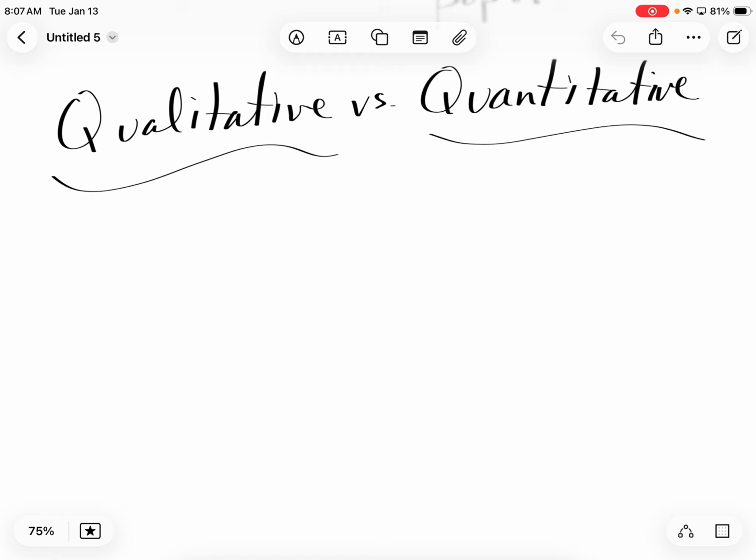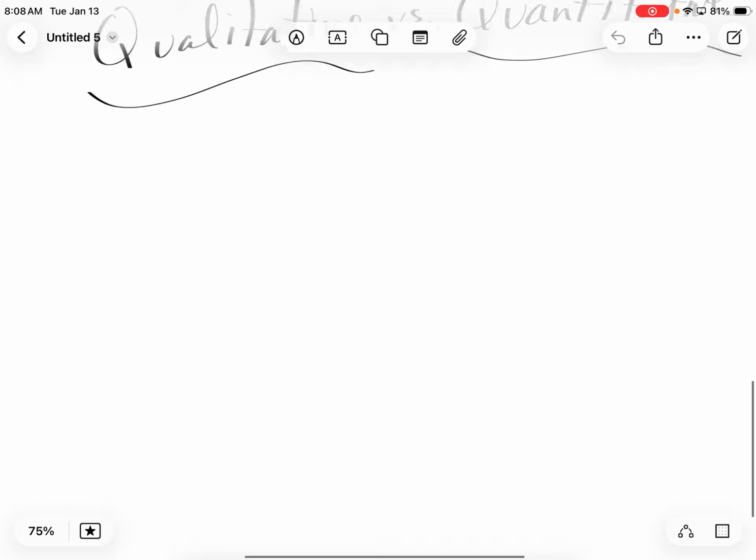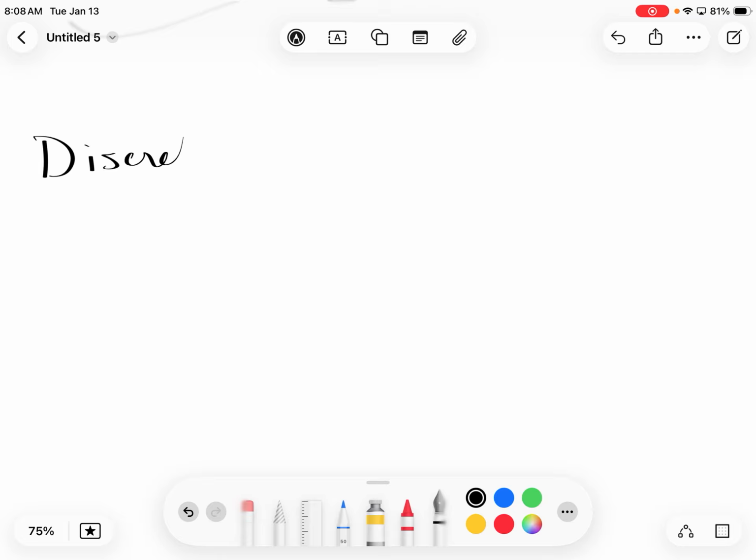So 4 is distinguish between discrete and continuous. And then number 5 is determine the level of measurement of the variable. So that's what we have left, just those 2 parts. So the next 2 things that we have are discrete versus continuous. Okay, and so here's how they define it.